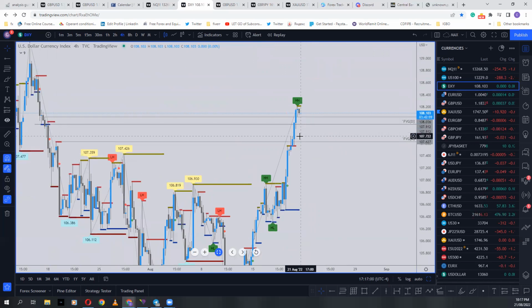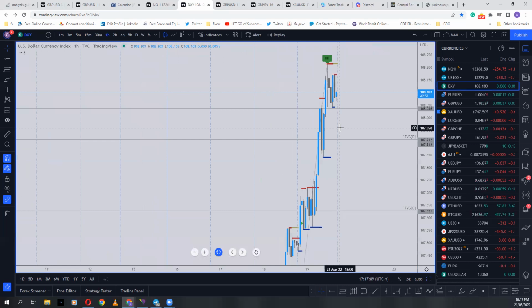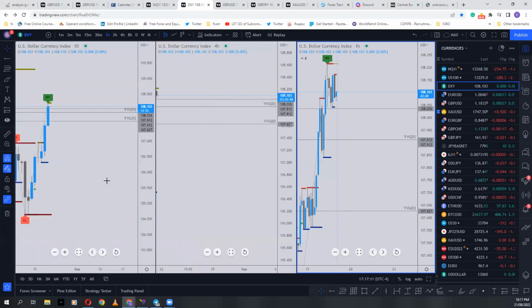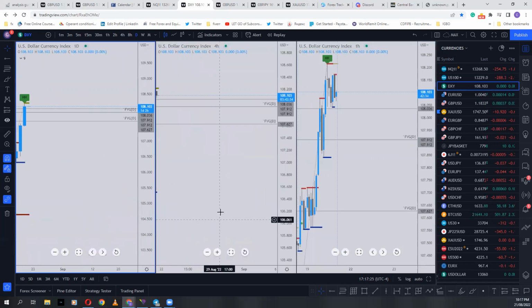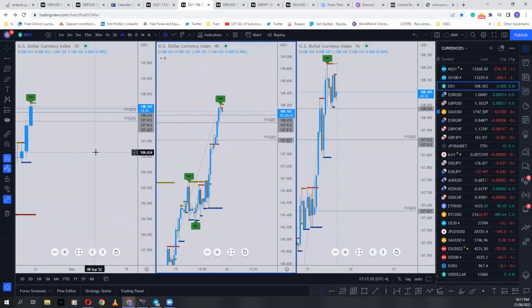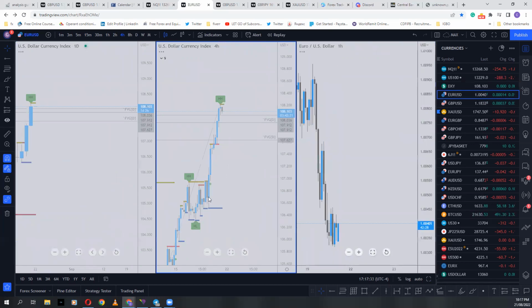Maybe price may try to fill all these imbalances, but on this time frame, it's still heavily bullish. That's 4 hour bullish, 1 hour bullish. But the daily is bullish, but it's coming into a structure point. So if it doesn't break here, then it might correct a bit before moving back higher. So the dollar index for now, 4 hour and 1 hour, and daily to a large extent are still bullish. So the next one we're going to look at is EURUSD.